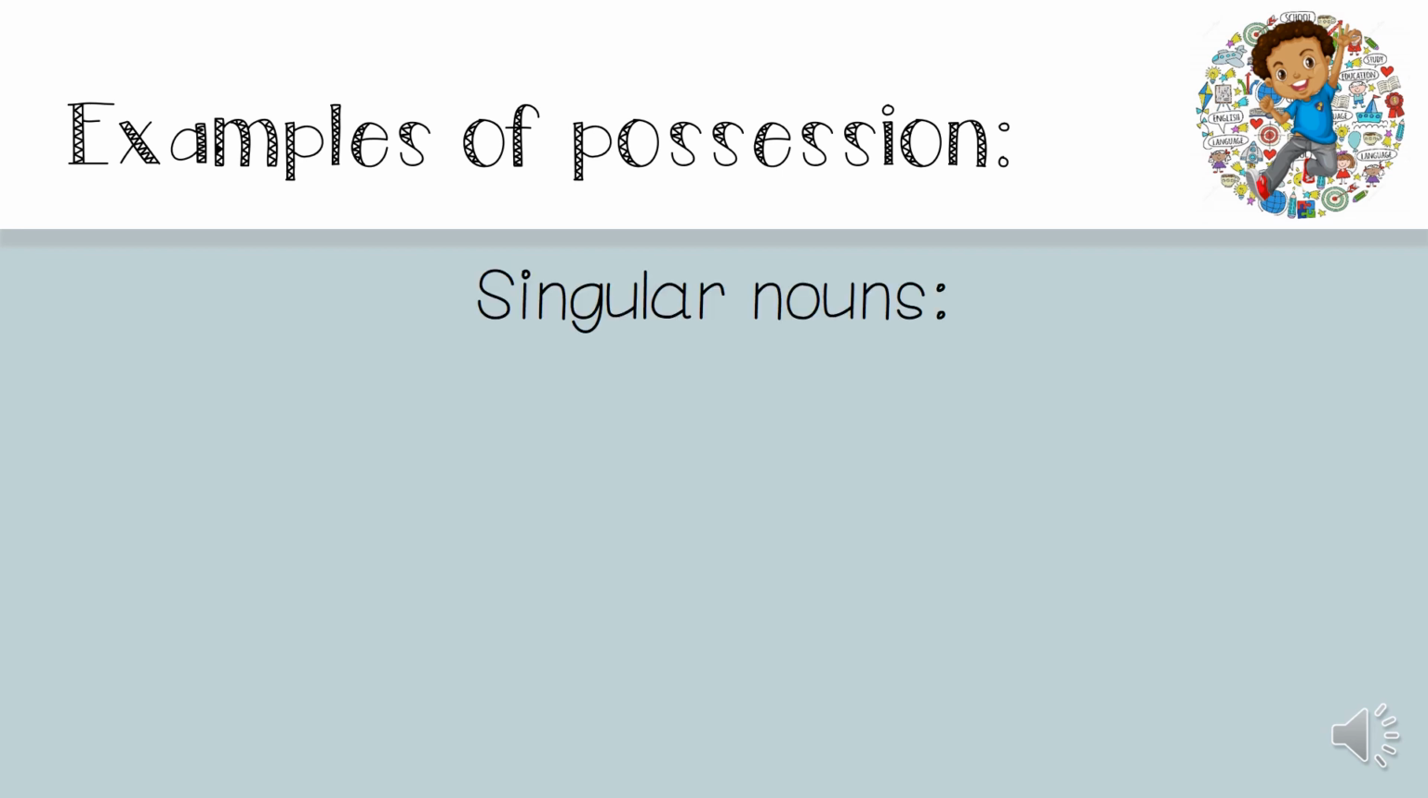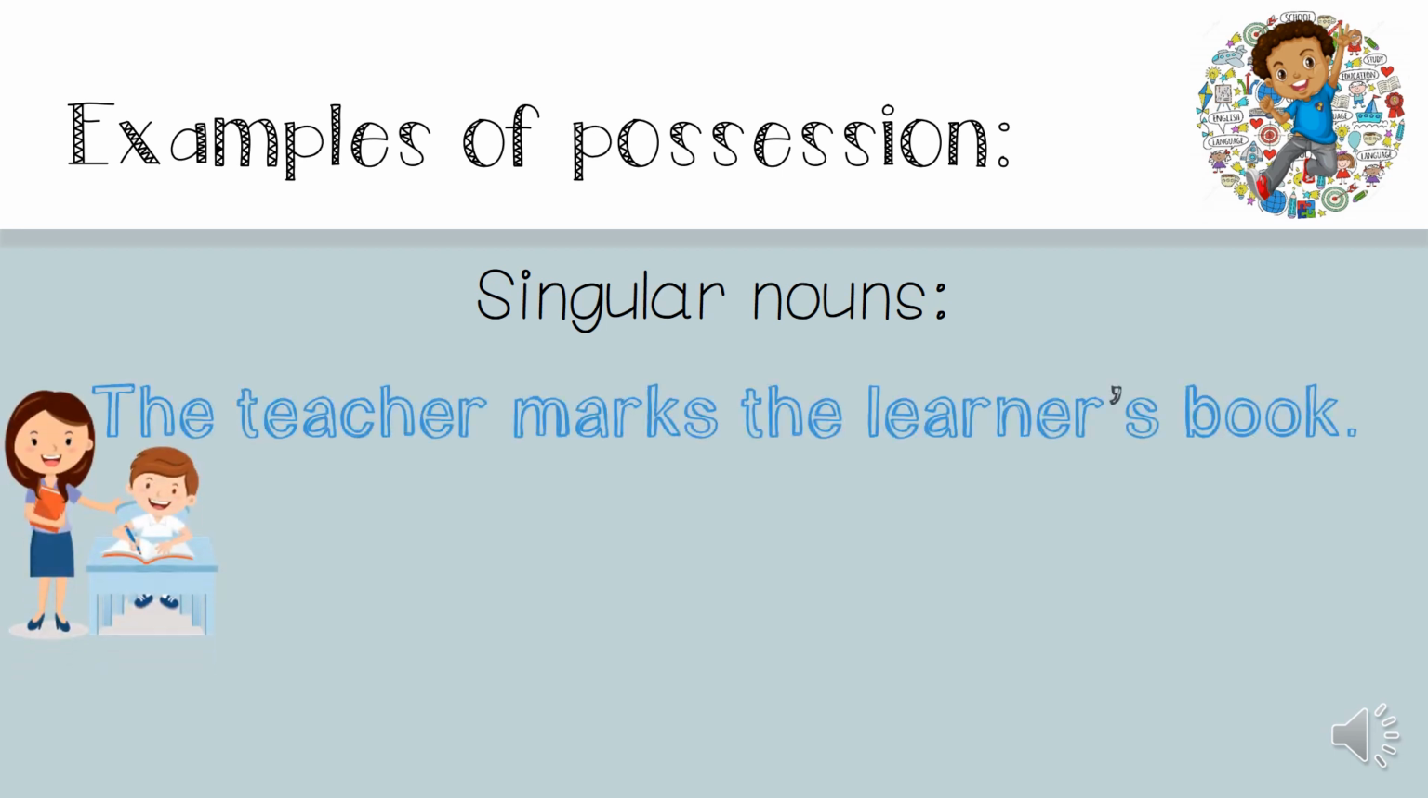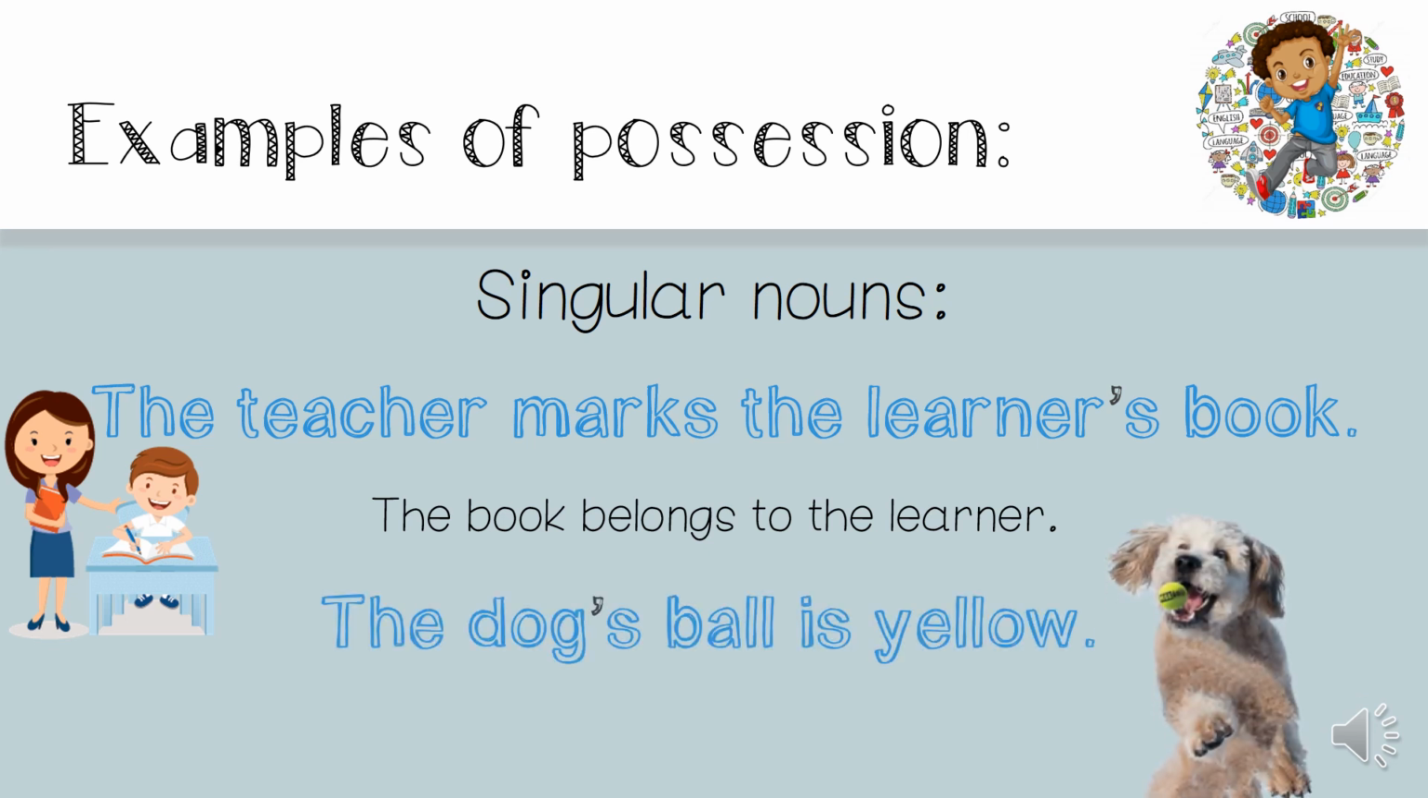For singular nouns, remember singular is only one. The teacher marks the learner's book. In this case, there is only one learner, so we put the apostrophe after learner and then we add the S. So we show that the book belongs to the learner. Another example, the dog's ball is yellow. We put the apostrophe after dog and then the S to show that the ball belongs to the dog. Remember, these are singular nouns, so only one.